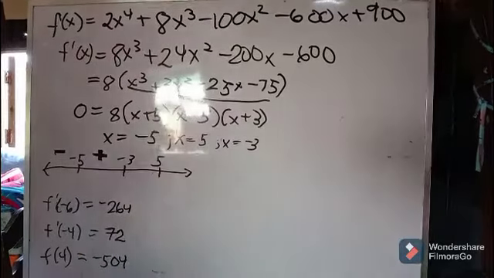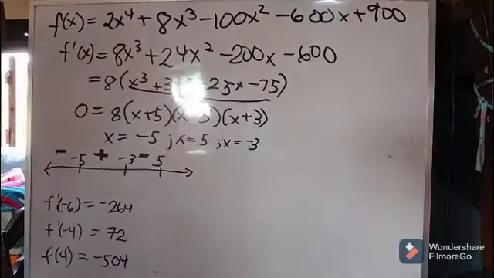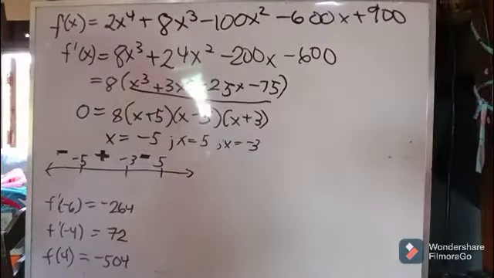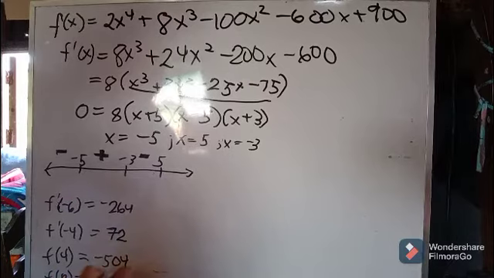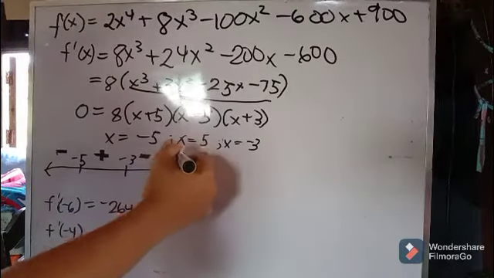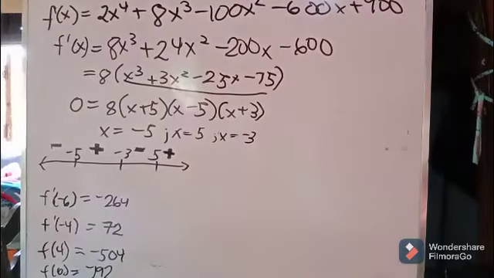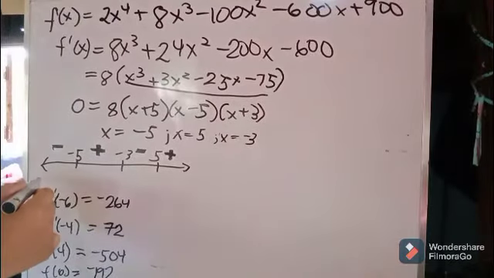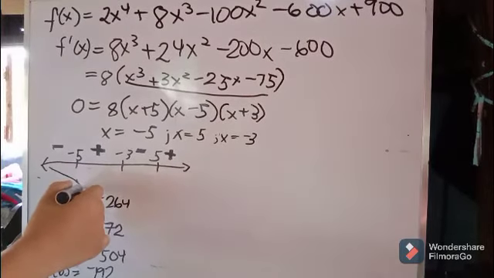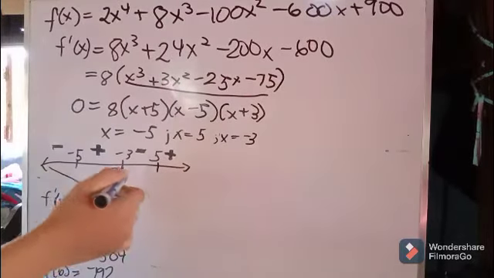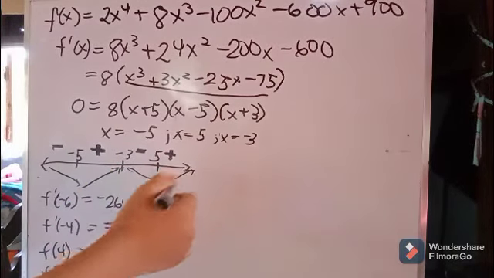So the values between negative 3 and 5 are negative. And lastly, for the values higher than 5, f of 6 is equal to 792. So the values higher than 5 are positive. So from negative infinity to negative 5, it is decreasing. And from negative 5 to negative 3, it is increasing. And also from negative 3 to 5 is decreasing, and from 5 to infinity is increasing.